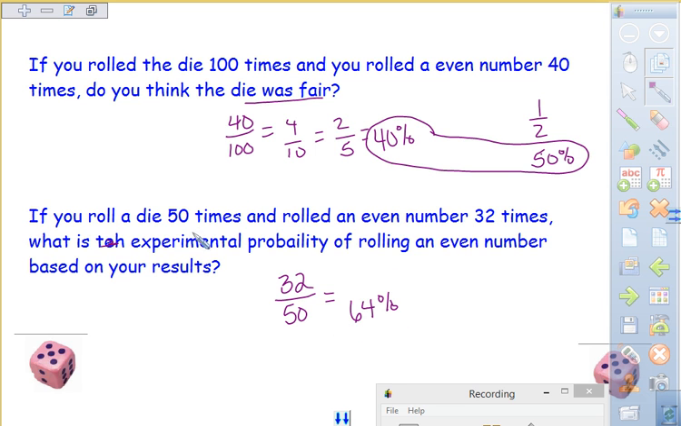So this time we did a smaller experiment, where up here we did a larger experiment. In our smaller experiment, we were higher than the 50%. I would still say that our results would show that we have a fair die, and I think if we did it an even higher number of times, our results would get closer to 50%.